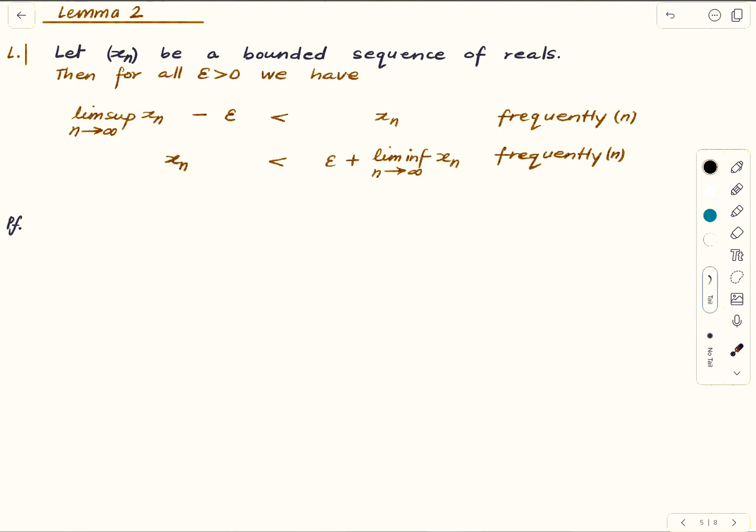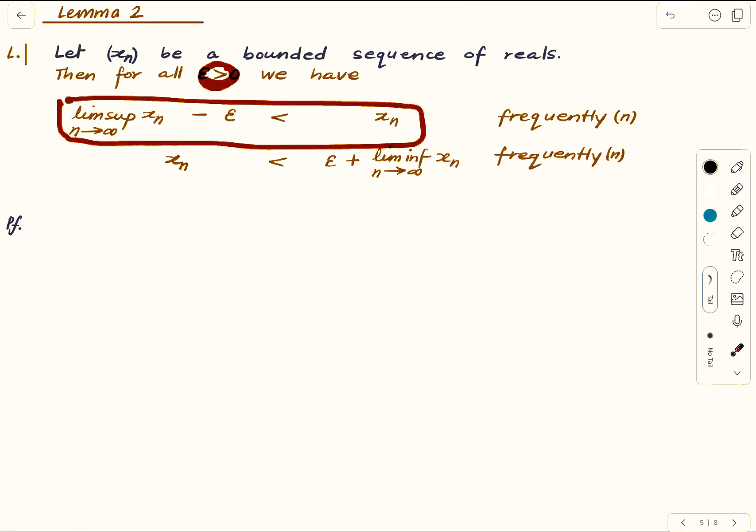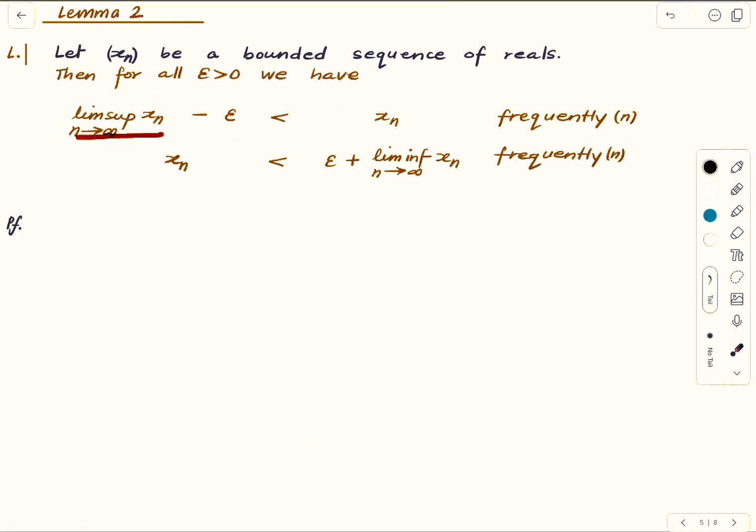So the second lemma says that it's kind of the other direction of the previous one. Fix a bounded real sequence, and for each epsilon greater than 0, we have this inequality, which is lim sup minus epsilon is less than xn frequently, not ultimately, but frequently, and the counterpart of lim inf. Okay, so let's see why. Again, you can take this as an exercise. So let's first write, for simplicity of notation, a as lim inf and b as lim sup.